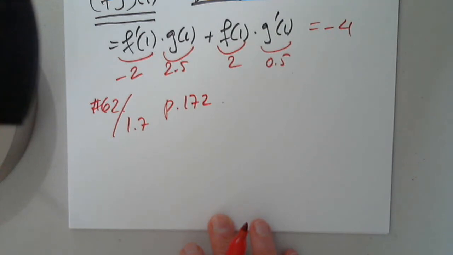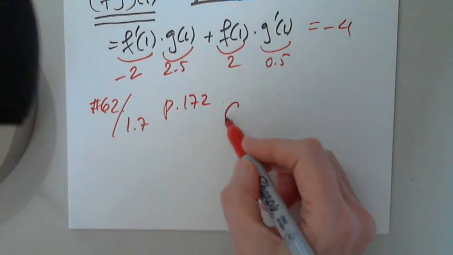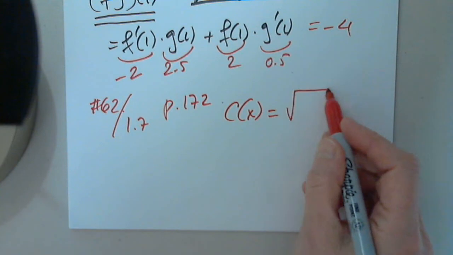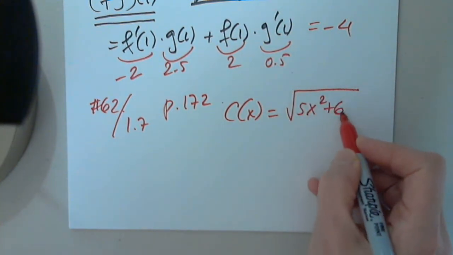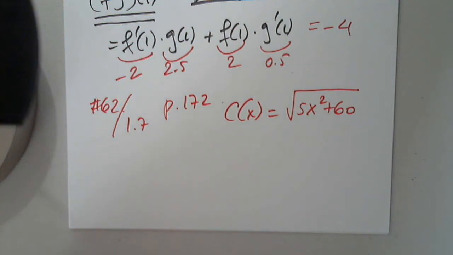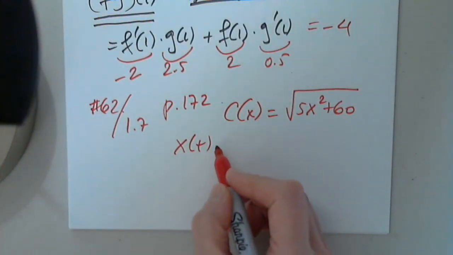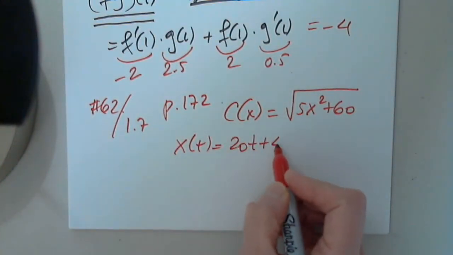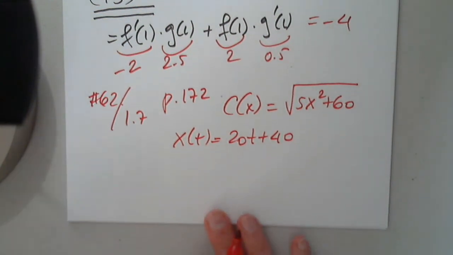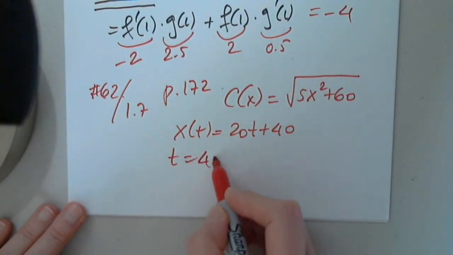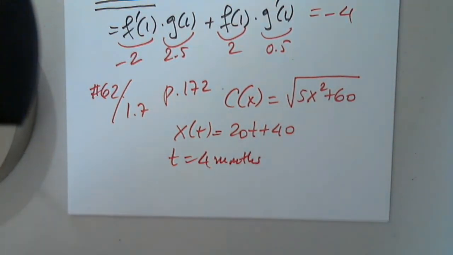So we're looking at the total cost, and the function is given to us as the square root of 5x squared plus 60. And it plans to boost production t months from now according to the function x of t, which is 20t plus 40. How fast will cost be rising 4 months from now? So t equals 4 months. Perfect question.